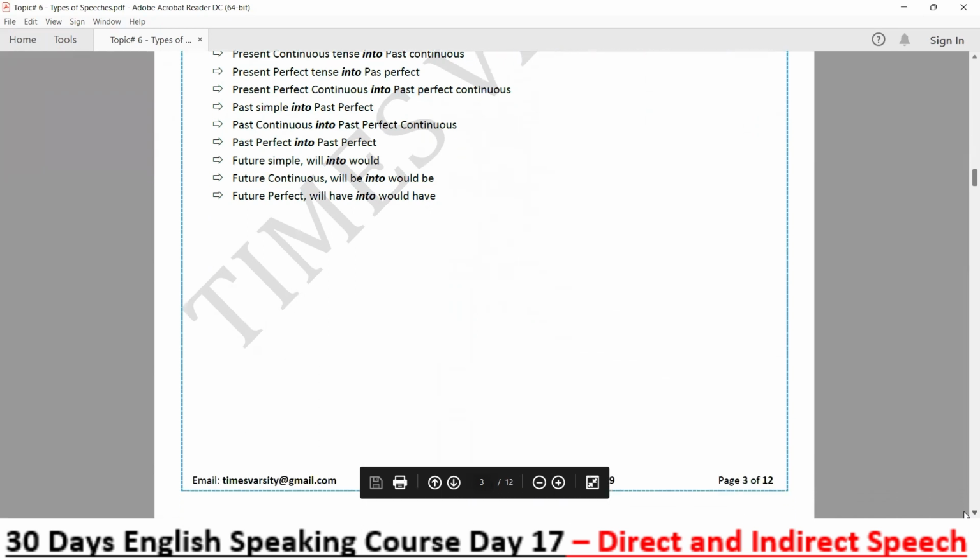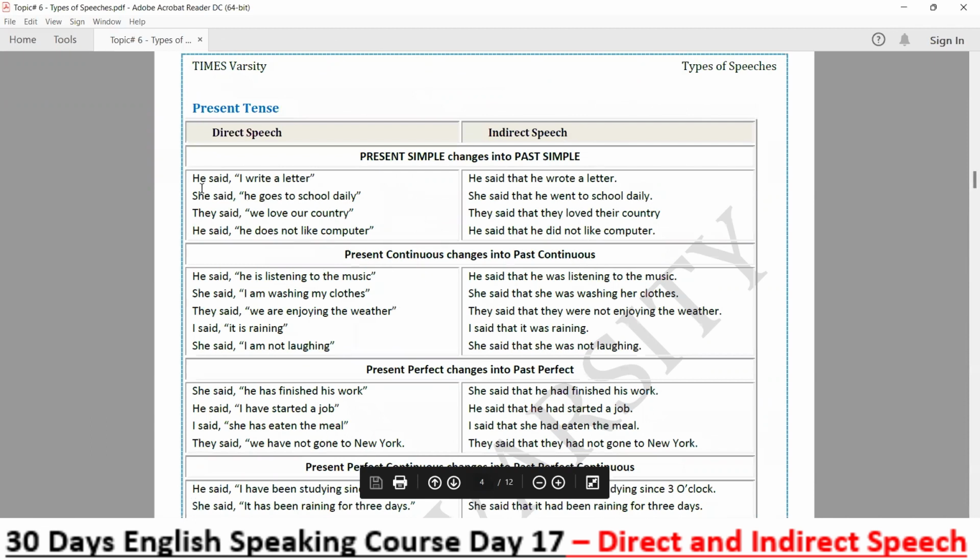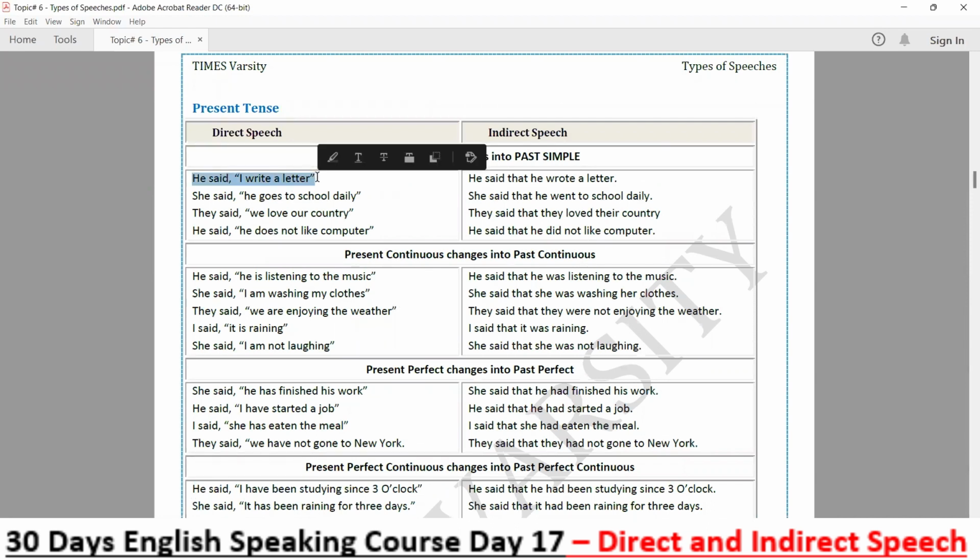Okay, so let's make sentences in present. So he said, I write a letter. Now, please read out this sentence, separate out tenses here. Yes, anyone.